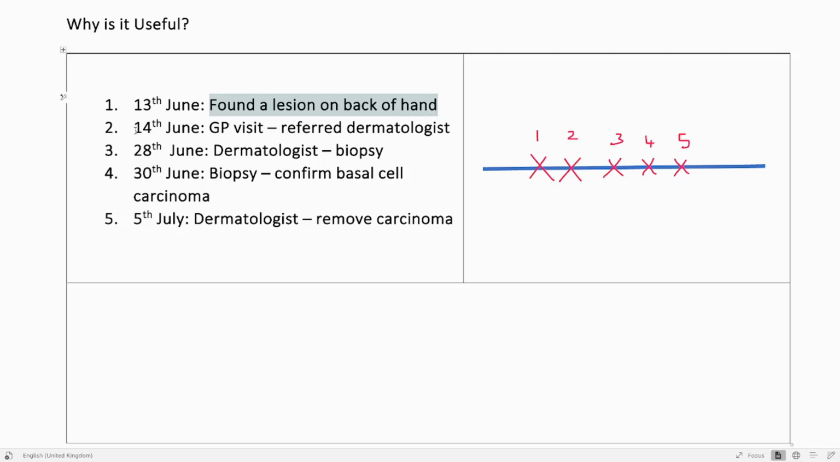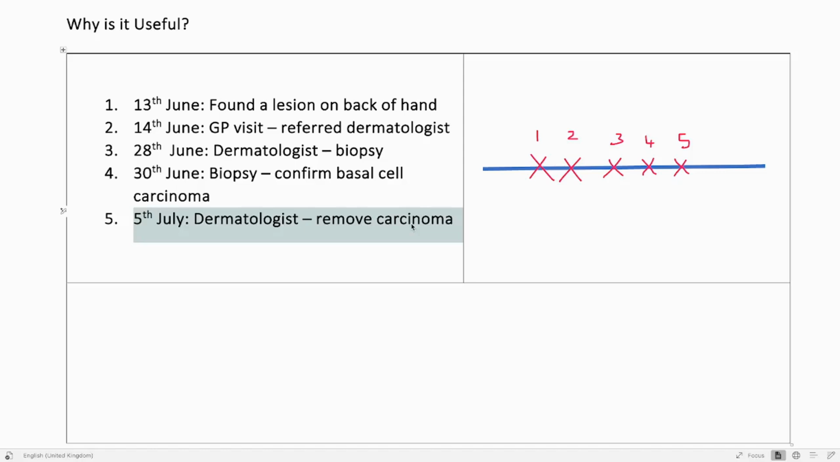Number 2 is the 14th of June. GP visit, referred to a dermatologist. 28th of June, the dermatologist did a biopsy. The 30th of June, a biopsy result came back and it confirmed basal cell carcinoma. And then on the 5th of July, what happened? The carcinoma was removed. Now that is a really kind of typical OET situation.